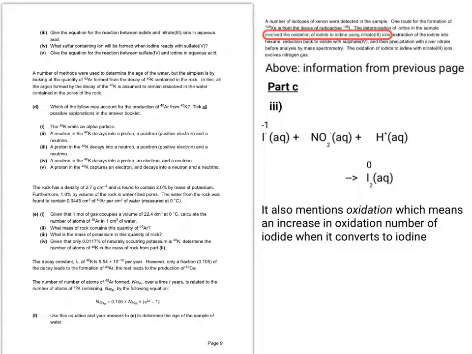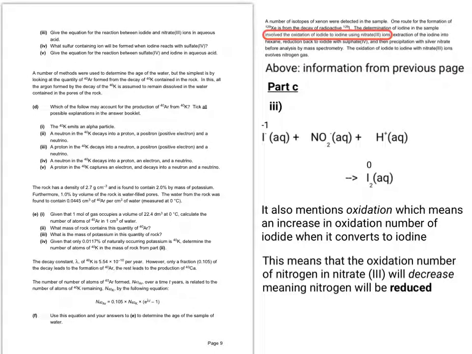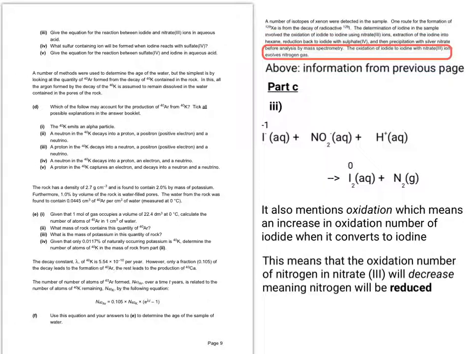So it also mentions oxidation, which means an increase in the oxidation number of iodide when it converts to iodine, so -1 goes to 0. At the same time, there has to be a reduction somewhere, so that means the oxidation number of nitrogen, the most likely other candidate, in nitrate 3 will decrease, so that means nitrogen will be reduced. So we need to put nitrogen on the right hand side because it mentions that in the information we're given in the question on the previous page.